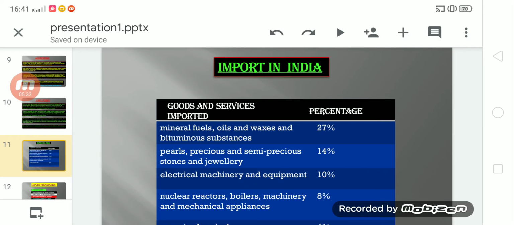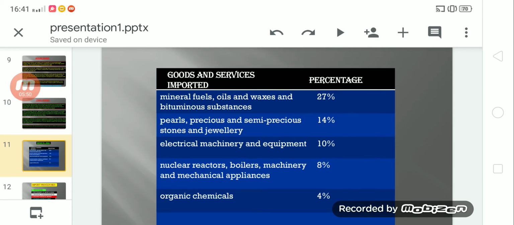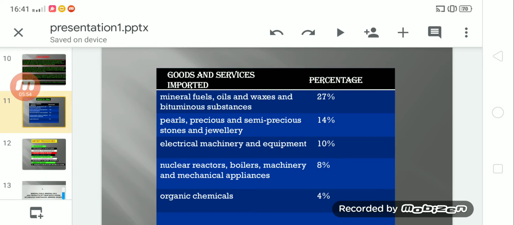Import in India. You can have a look. Mineral fuels, oil and waxes consist 27%. Pearls, precious and semi-precious stones and jewelry 14%, electrical machinery and equipment 10%, nuclear reactors, boilers, machinery 8%, and organic chemicals consist 4%.